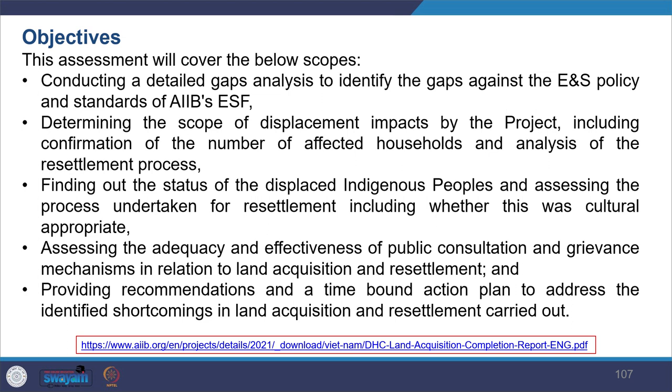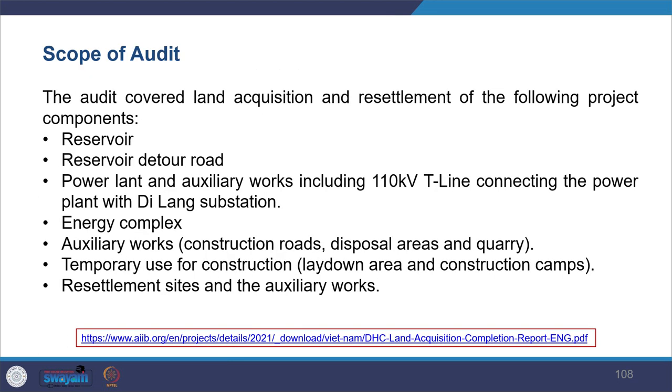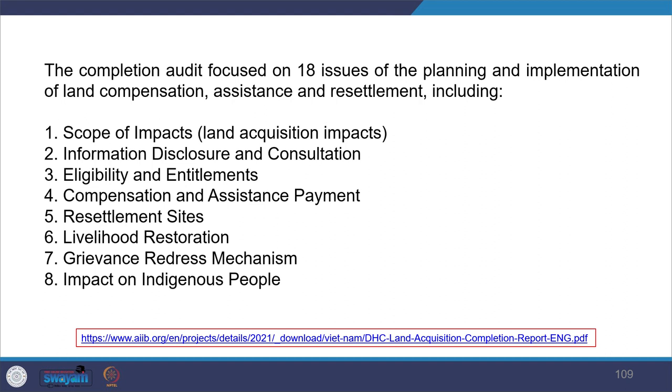assessing the adequacy and effectiveness of public consultation, providing recommendations and a time-bound action plan to address the shortcomings in land acquisition and resettlement. So you see the scope of audit, how they are undertaking the land acquisition completion report, what all they are going to show, scope of impacts, information disclosure, eligibility and entitlement. So you saw all these things conceptually.